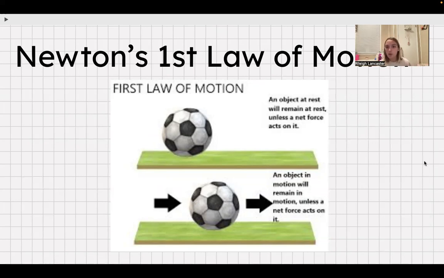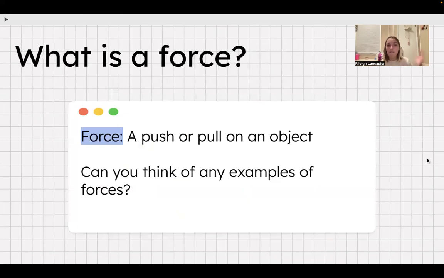Well, first we've got to review some vocab. A force is a push or a pull on an object. You see force is highlighted in blue. This means it's a good vocab word that I think you should have written down in your notebook. So if you want to go ahead and pick up your pencils, now would be a great time to. Can anyone think of any examples of forces?